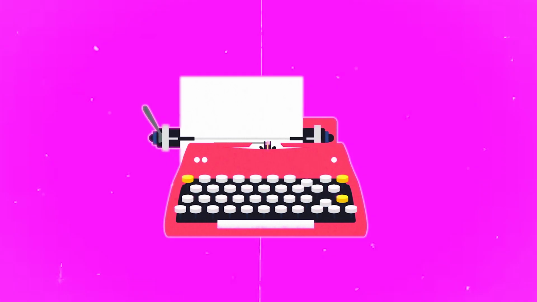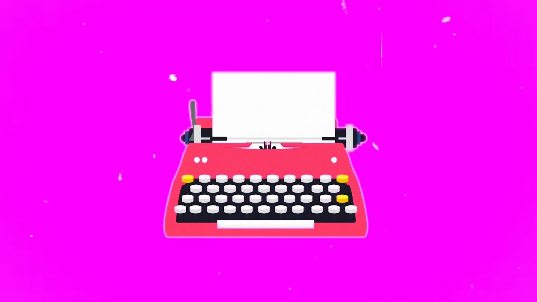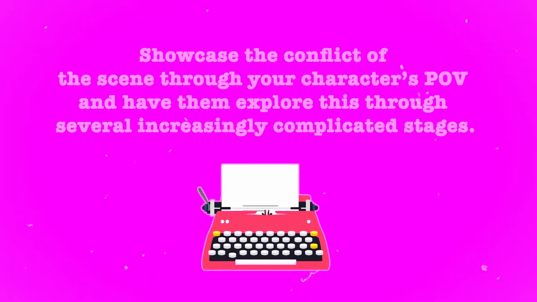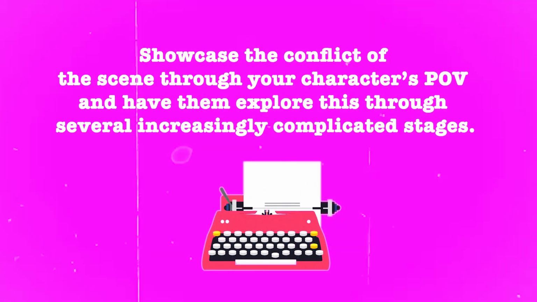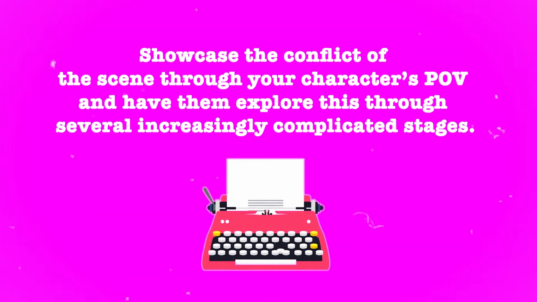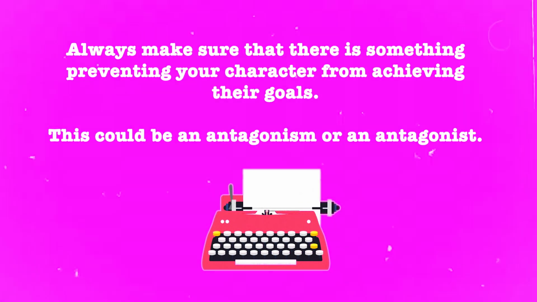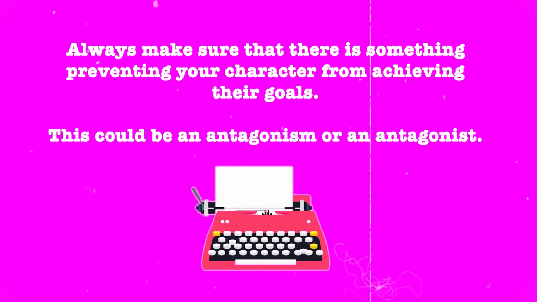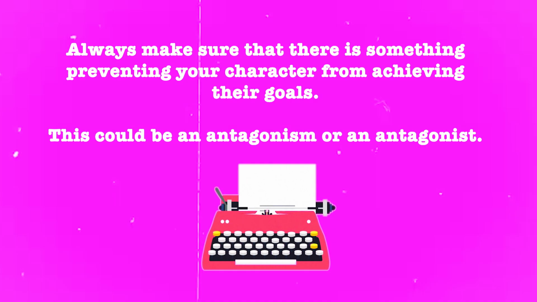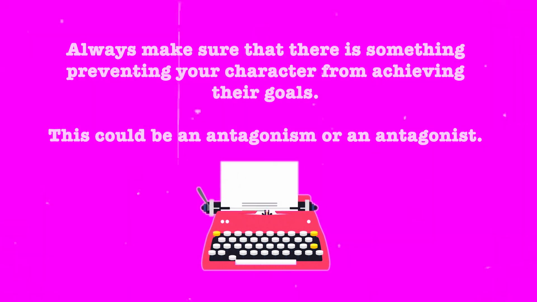So, what are the major points that we can take away when writing scenes when considering the conflict within them? Number one. Showcase the conflict of your scenes through your character's point of view, and have them explore this through several increasingly complicated stages. Number two, always make sure that there is something preventing your character from achieving the goal that they set out to complete during the scene. This could usually be an antagonism or an antagonist.